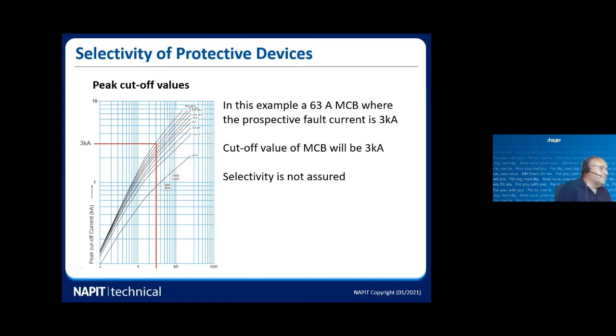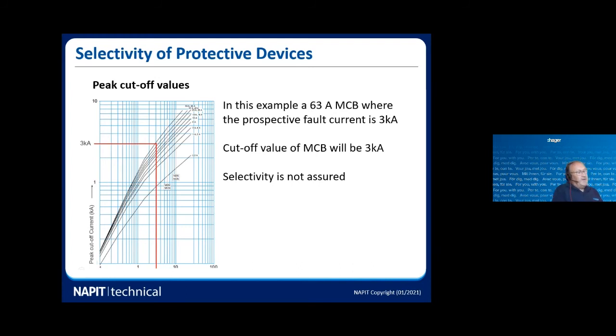Again, just be careful. Sometimes the units are amps, sometimes they're kA. You can see the units here is in kA. So what this tells us is that the 63 amp circuit breaker at a fault of 3000 amps would disconnect and clip the peak of the current, if you like, to 3000 amps.